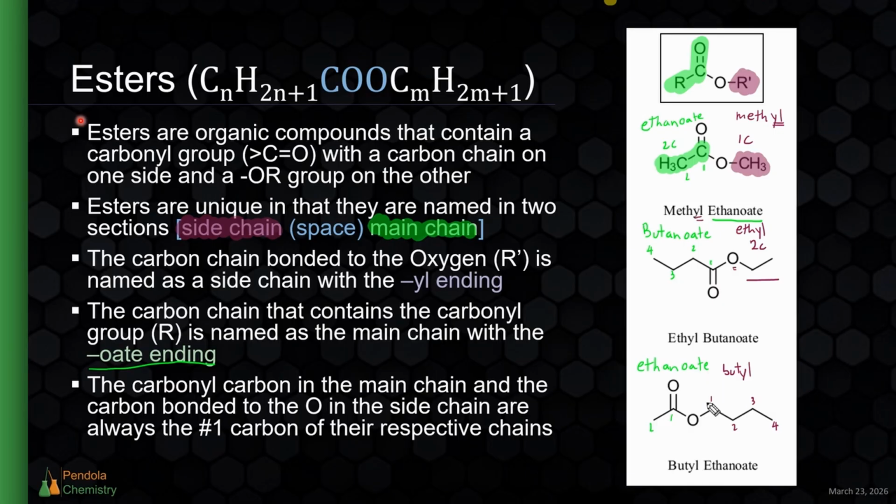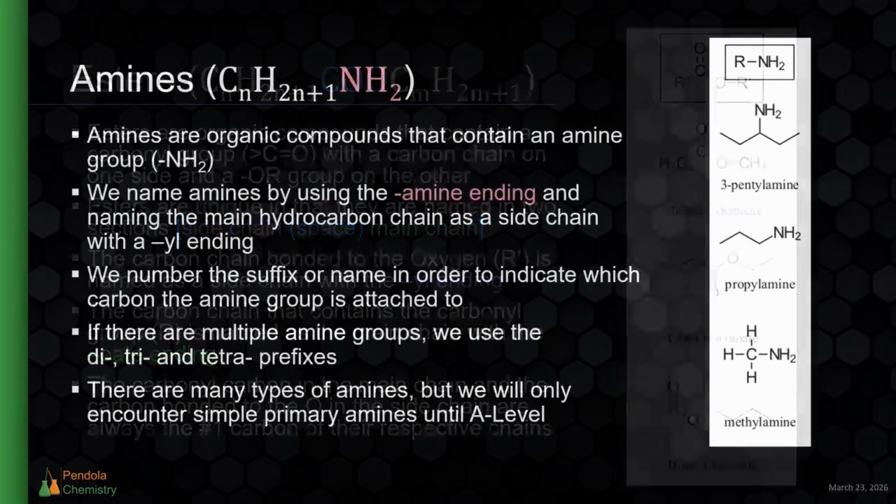So we've got to remember, we name the side chain based on what's attached to the oxygen, and then the main chain based on what's attached to the carbonyl group. The main chain will get the oate ending, this side chain the yl ending. So that's esters, which are probably the hardest to name.